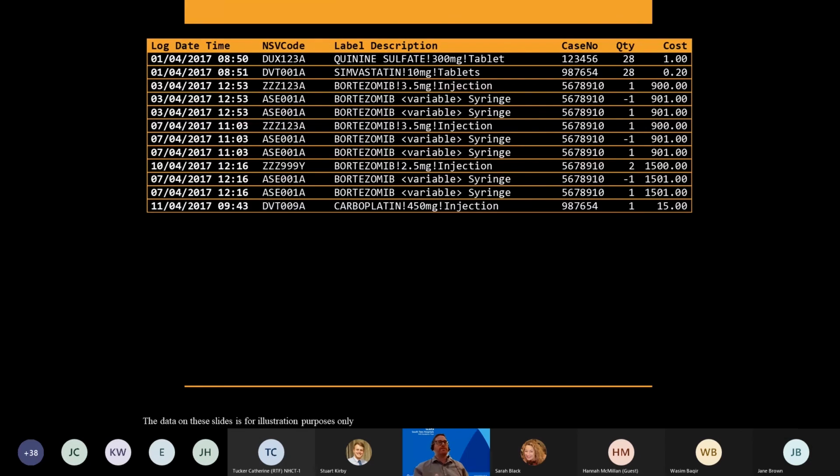If you go to your pharmacy system, this is an example of what the Ascribe system might produce. And as you'll see, it's got data on there for chemo drugs, but it's got non-chemo drugs. It's got patient identifiable data. So let's start by filtering off the things we don't want.